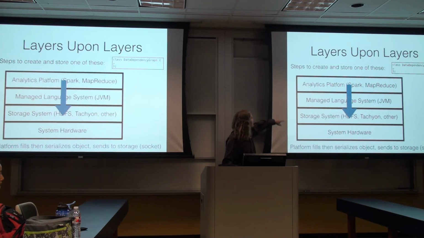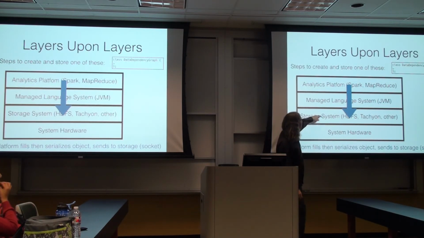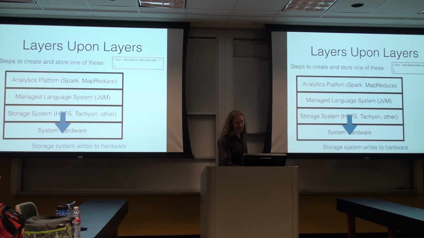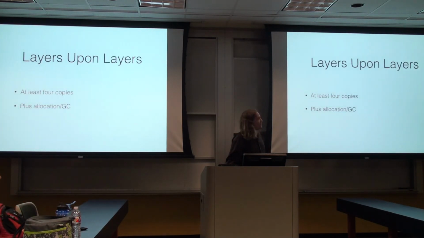Now when it gets that back, the actual code is going to fill the object up. But then, stupidly, it's going to serialize it a second later, which means it has to take the unflat object and flatten it, right after just doing garbage collection to be able to allocate it. And then it's going to send it to storage, over a socket. And then the storage system again moves the data and writes it to hardware. So we have layers upon layers.